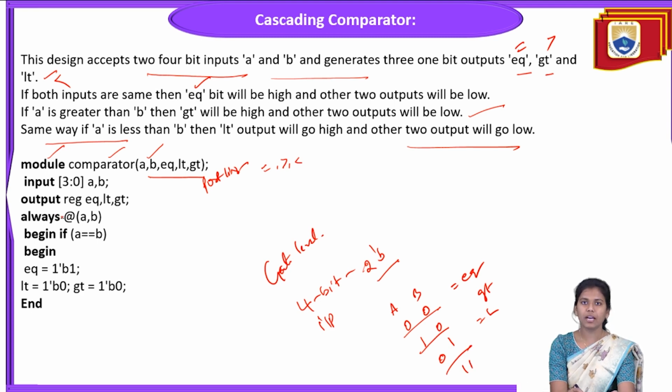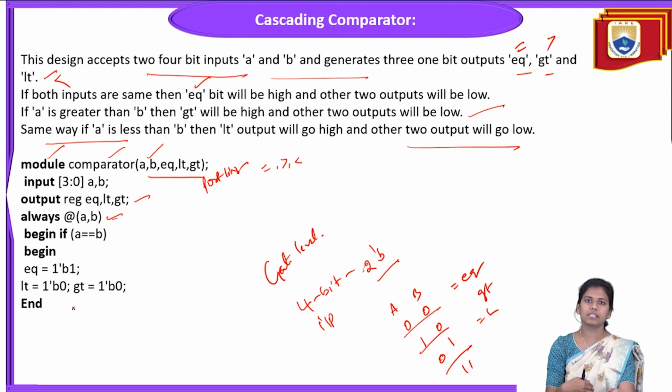So my outputs are registers: equal to, less than and greater than, and always @(A or B). Okay, always is a keyword in gate level modeling. In order to write a particular syntax, we have to follow a specific keyword in gate level modeling, that is always @(A or B).